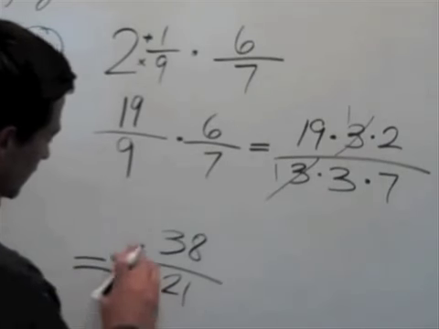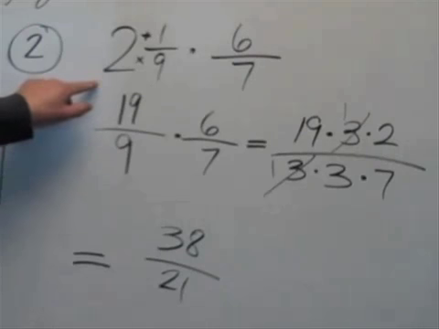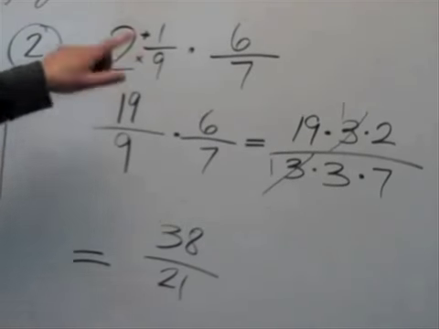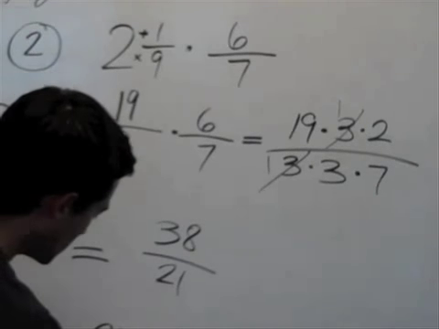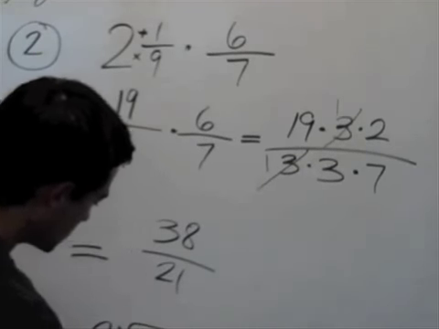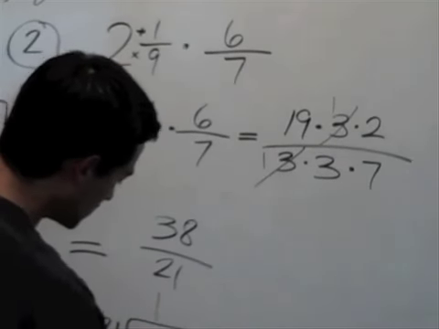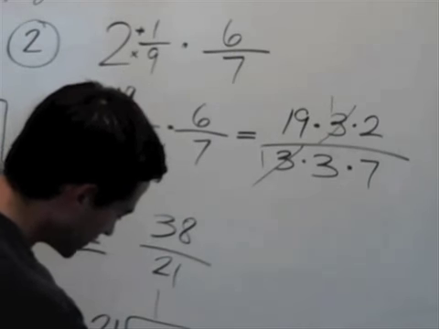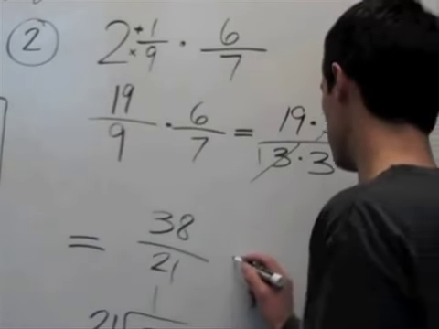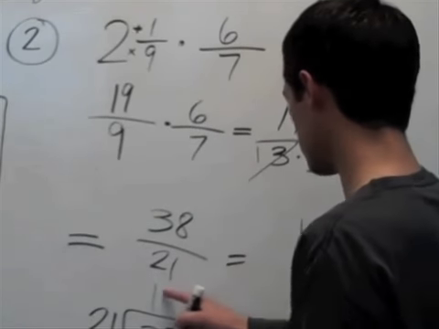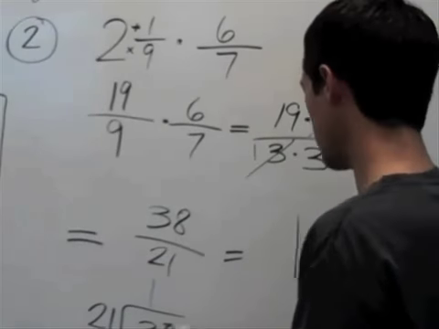This is the correct answer, but we should put it back in the mixed fraction form because we were given that in our original problem. So one way to do so is just simple division. 21 goes into 38 one time. Subtract 21. Our remainder is 17. So our answer, 38/21, will be 1, which is this one. Our remainder is 17, and we put it over 21.